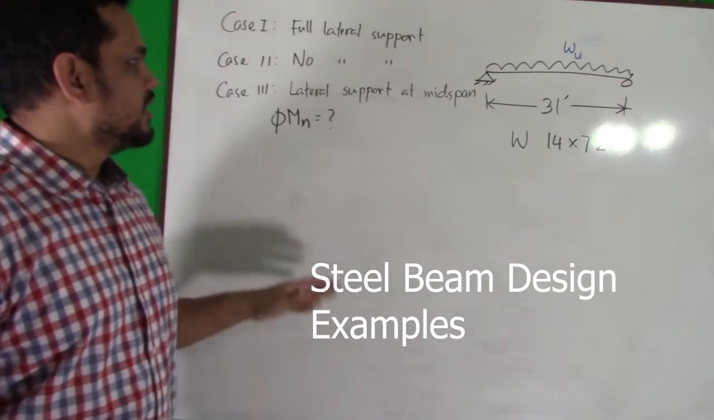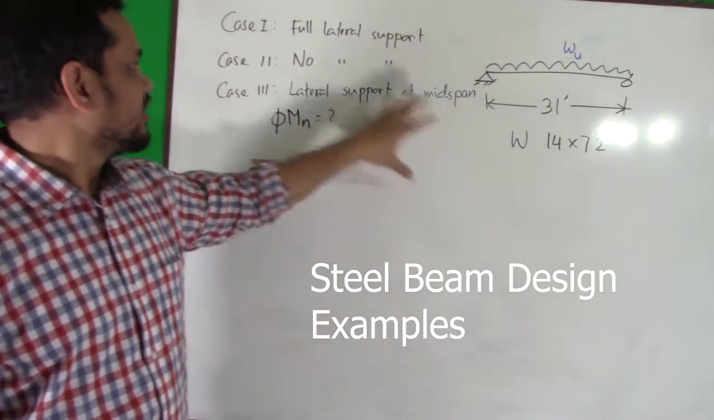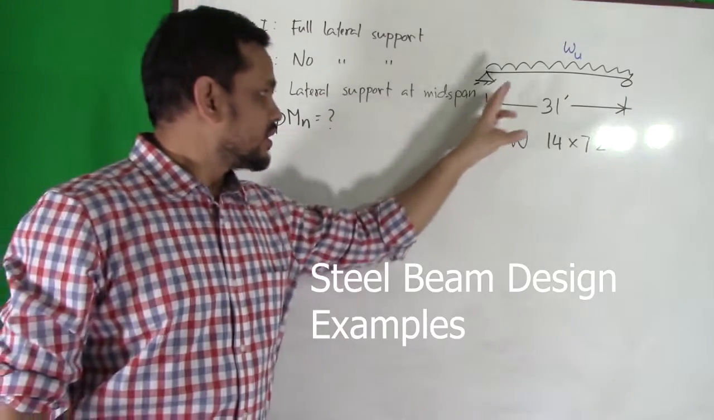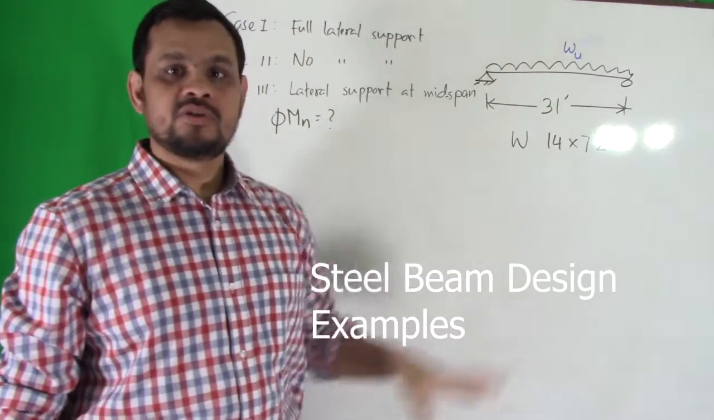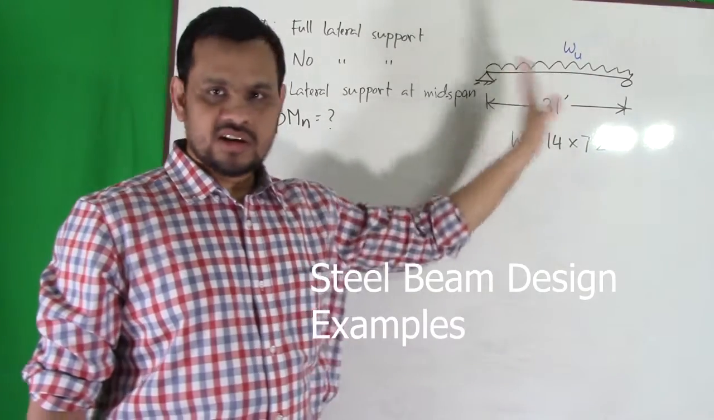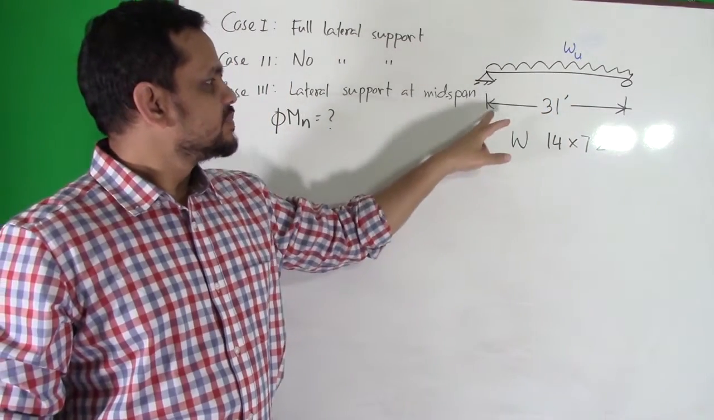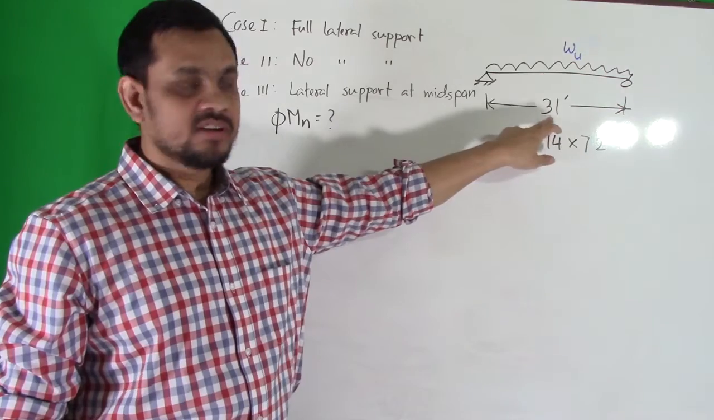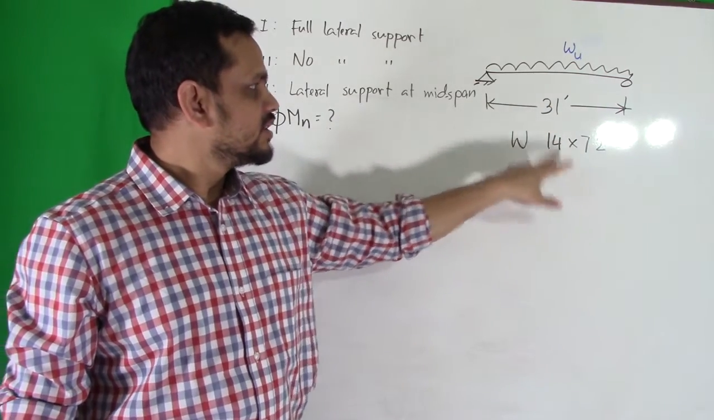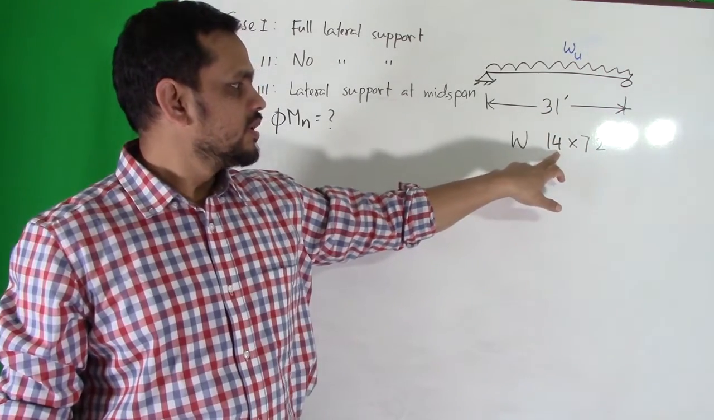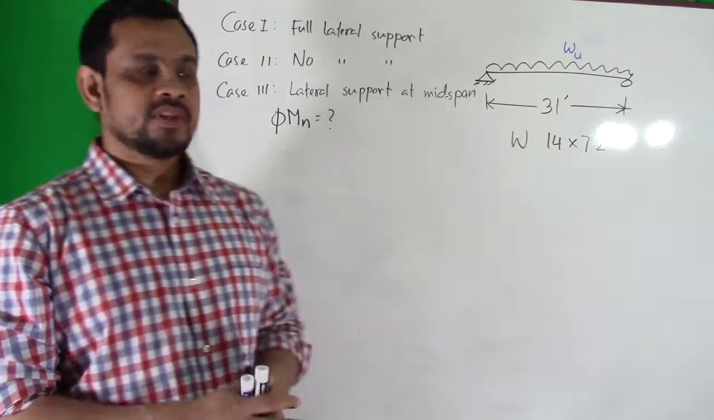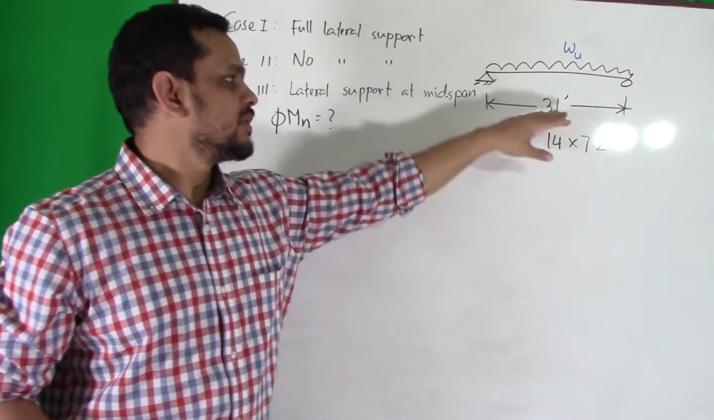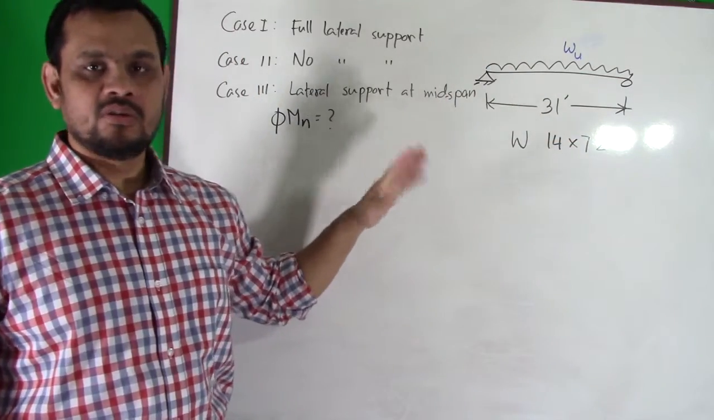Okay, now we will solve this beam for different conditions. So what is this beam? It is a simply supported beam with a uniformly distributed load, and the value is currently unknown, and the span is 31 feet. The section used in this beam is W14x72. So this is my section, my span, load is not given.